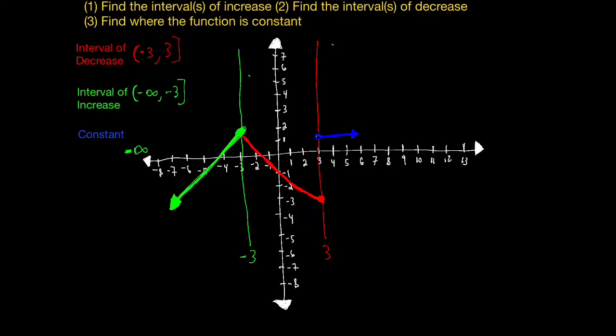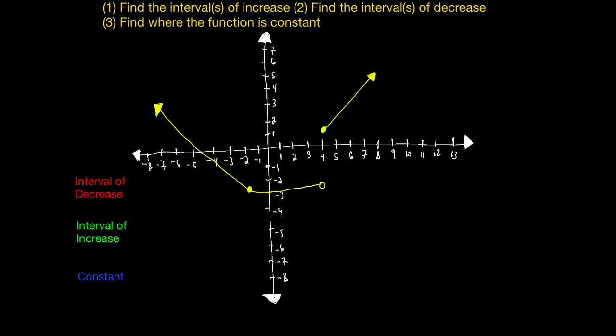And now all that's left is the constant interval. For the constant interval, we see that it's going to begin at positive 3, open circle, and then since we have an arrow here, the x-axis is going to approach positive infinity. So here we're going to have parentheses, positive 3 and infinity with the parentheses. And these are the intervals that we were looking for.